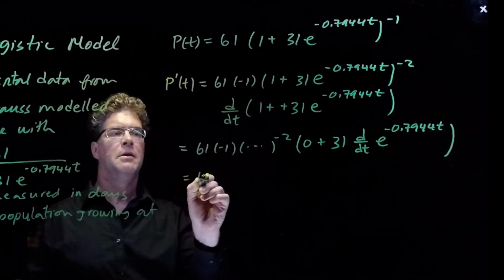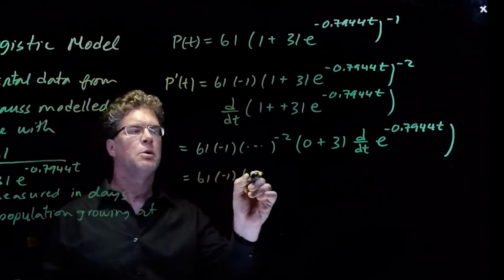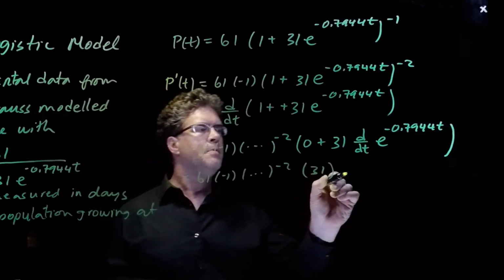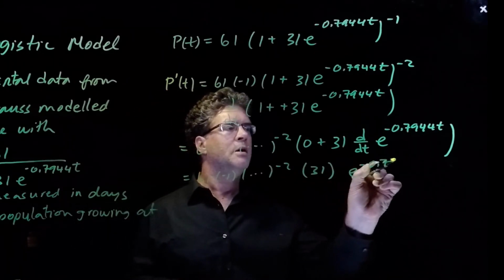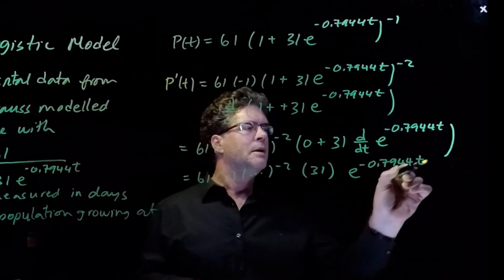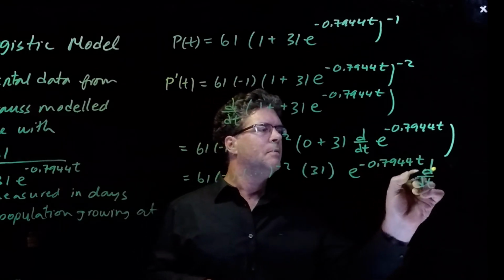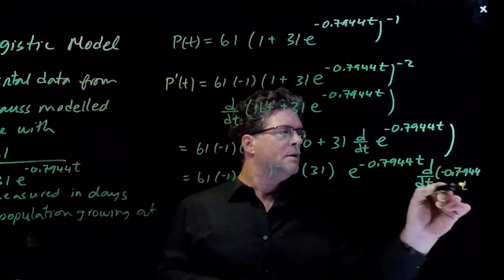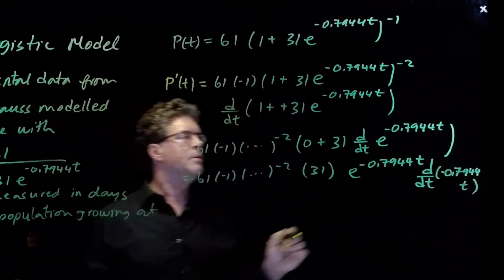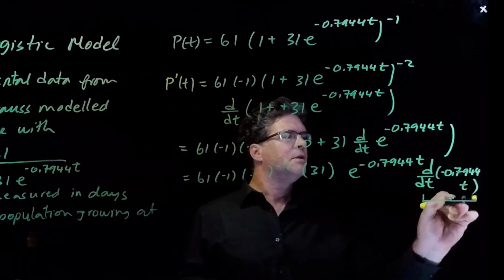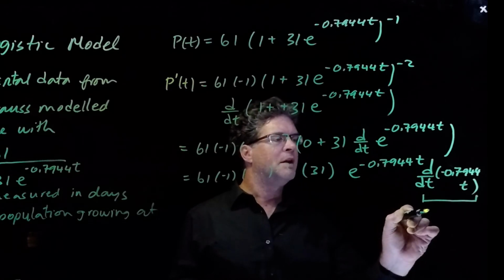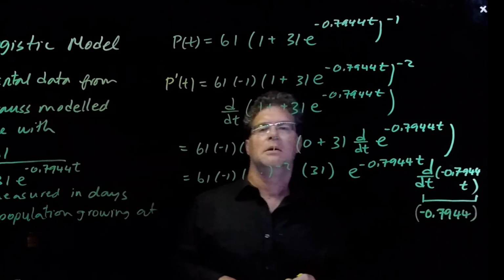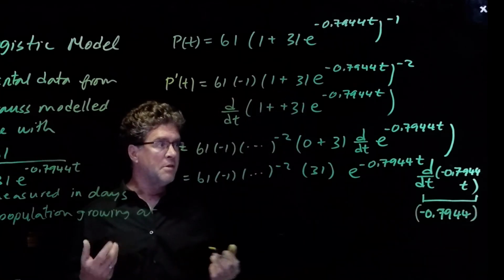And so this equals 61 times minus 1 times the quantity in brackets to the minus 2 power times 31 times e to the minus 0.7944 t times the derivative of minus 0.7944 t. And the derivative of a constant times t is just the constant, which is minus 0.7944. And so this is our derivative.